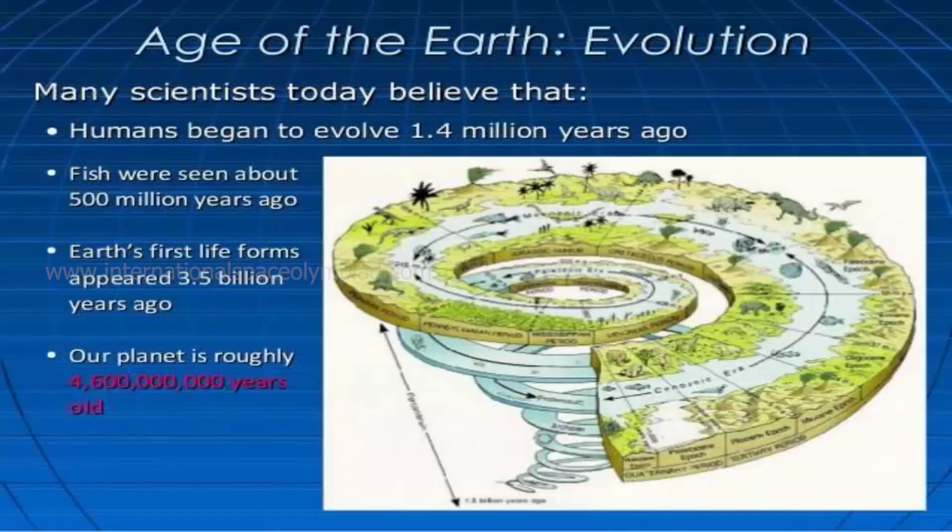Now let's talk about the age of Earth. Many of the scientists who study Earth believe that humans began to evolve 1.4 million years ago. Even fish were there 500 million years ago. So humans are comparatively new to Earth. And Earth's first life form appeared some 3.5 billion years ago.